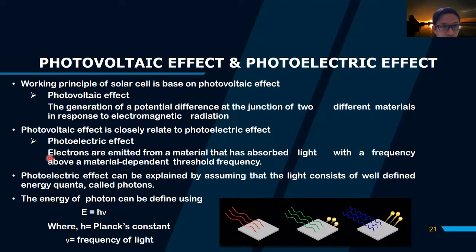What is the photoelectric effect? It is the emission of electrons from a material that has absorbed light with a frequency above the material's threshold frequency. This picture shows what the photoelectric effect is. The photoelectric effect can be explained by assuming that light consists of well-defined energy quanta, which are photons. So this is the photon that can be absorbed by the material and release the electron. The energy of a photon can be defined by this equation: E equals hv, where h is the Planck constant and v is the frequency of light.